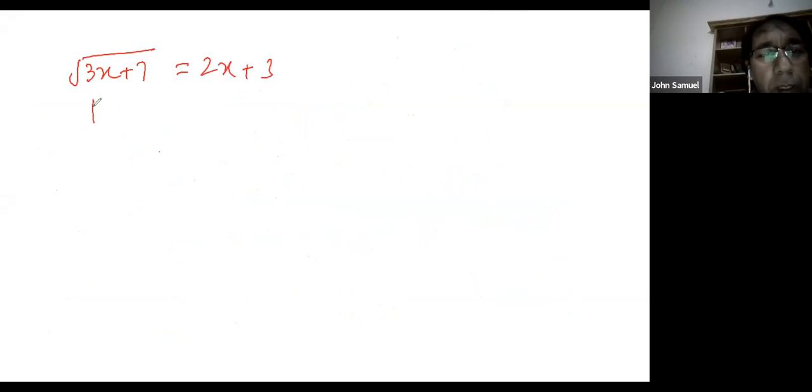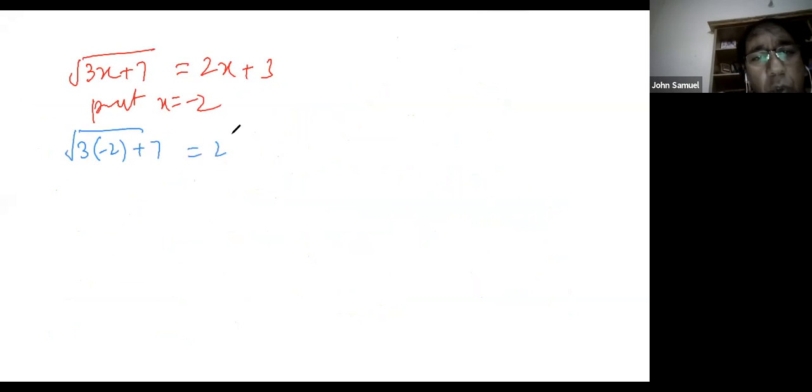So first we'll put x is equal to minus 2. Let us try and see what would happen if we put this in. So putting minus 2: the square root of 3 times minus 2 plus 7 is equal to 2 times minus 2 plus 3. Then 3 times minus 2 is minus 6 plus 7, and 2 times minus 2 is minus 4 plus 3.